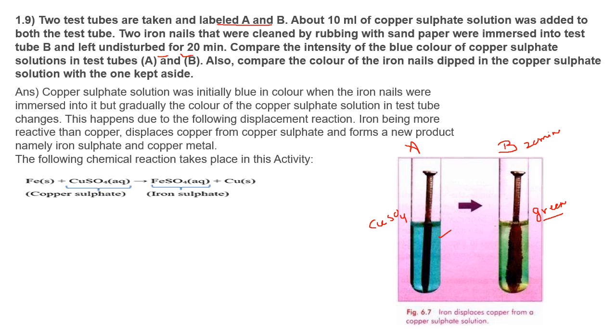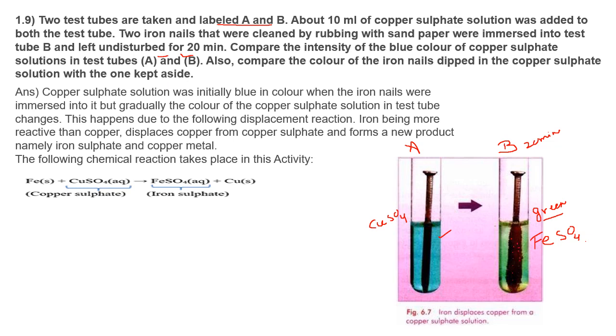Now this green color is due to the displacement reaction. Iron is more reactive than copper, so copper is replaced by iron, and because of that we are getting another solution which is nothing but FeSO4. Okay, FeSO4 is green in color, that is why we are getting FeSO4. And what is the other observation? The other observation, you can see the fine particles of copper got deposited on the nail.